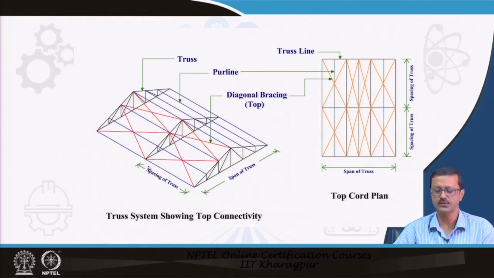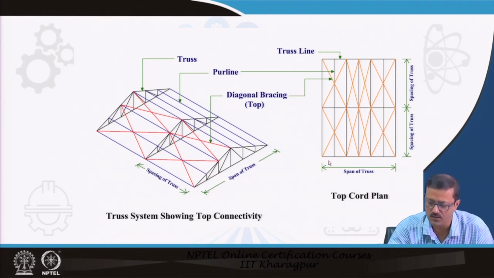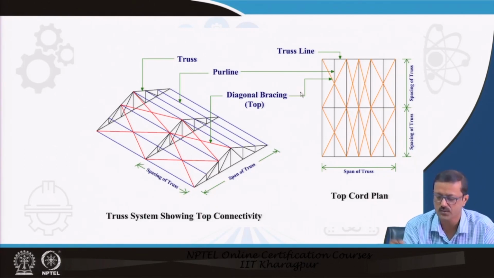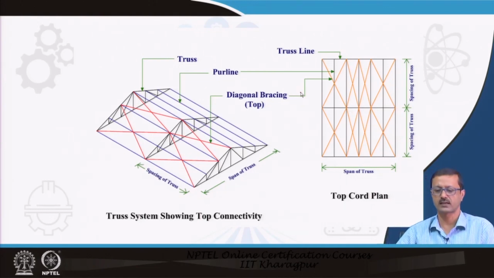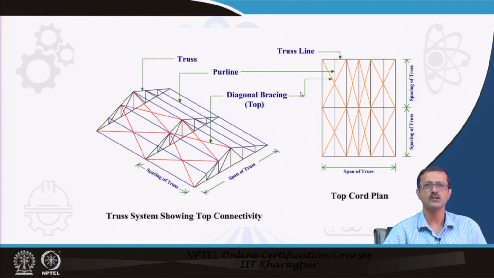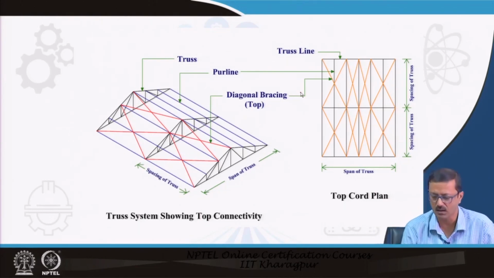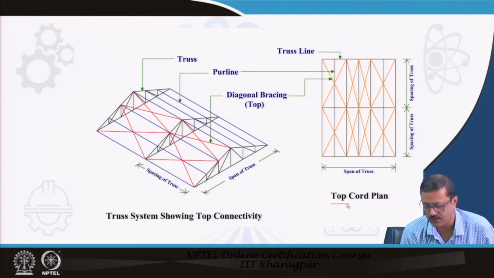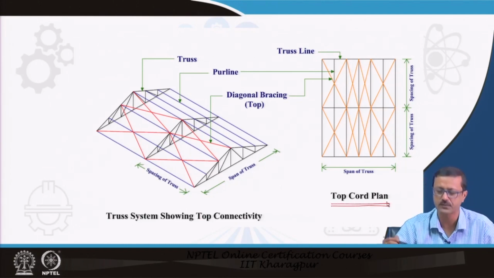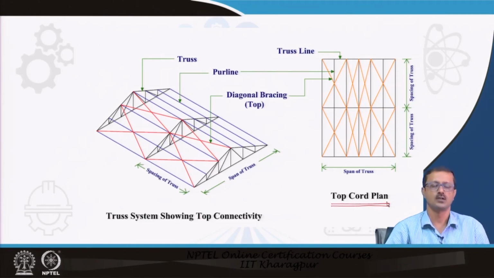Now, if you see the plan, the diagonal red lines also come into the picture, and those red lines indicate the diagonal bracing of the truss. This is called the top chord plan, because these purlins and diagonal bracings that I have drawn are placed over the top chord, the 2 sloping portions of the trusses.